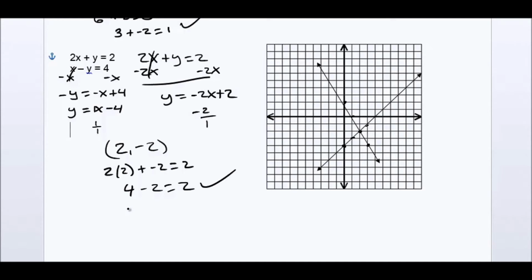Second one, x minus y equals 4. So instead of x, we go 2 minus a negative 2 equals 4. 2 minus a negative 2 is 2 plus 2. 2 plus 2 equals 4. That's correct. 2, negative 2 is my solution.